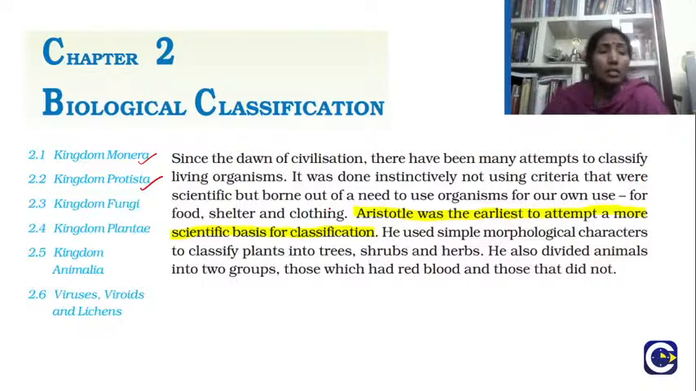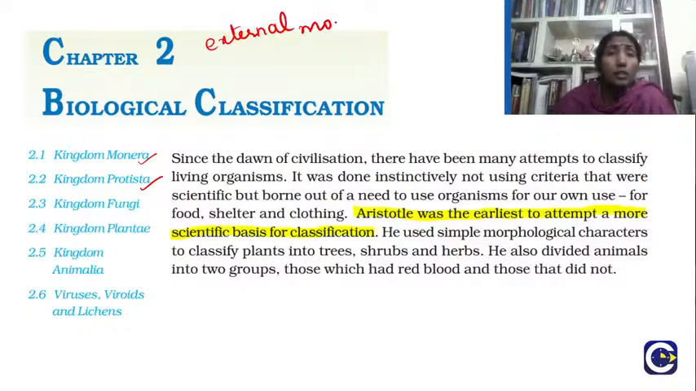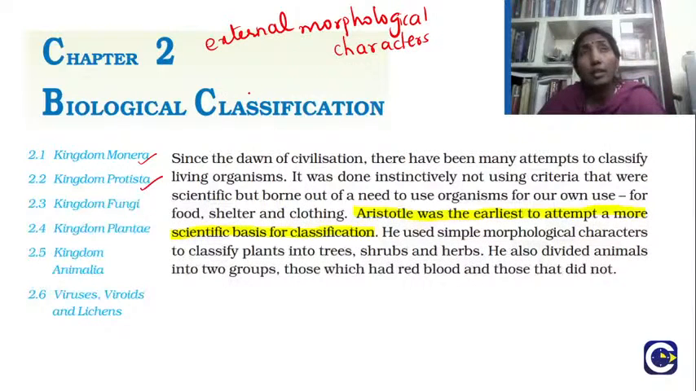So in the earlier system of classification, in earlier times, they were using only the external morphological characters. That was the sole basis of the entire classification. But now things are not like that. Later the organisms were classified based on evolution, based on their natural affinity. Like that it started growing up.